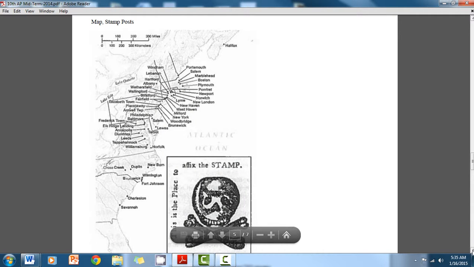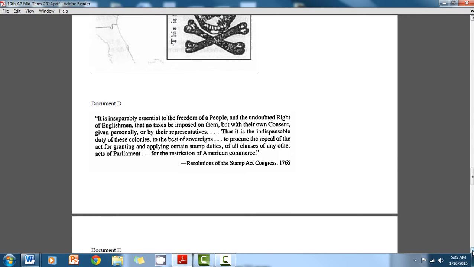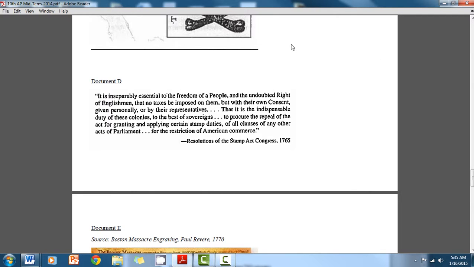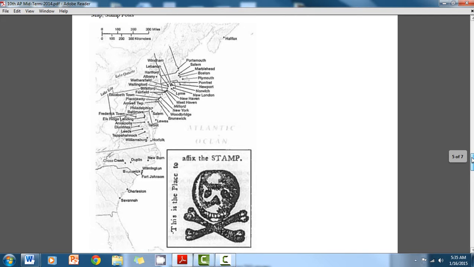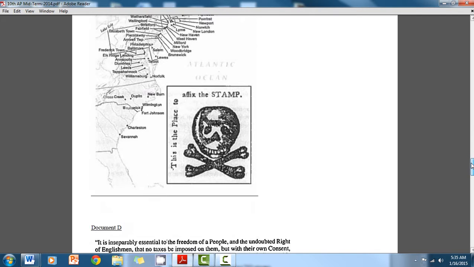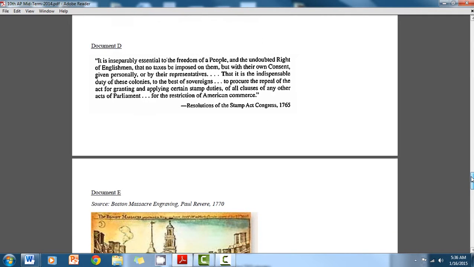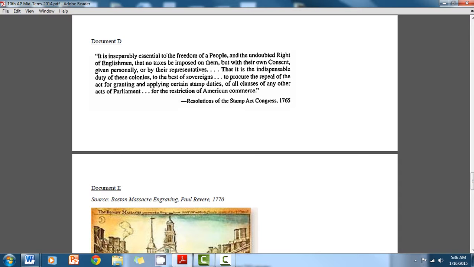And we used some of our background knowledge to construct that main idea sentence. The picture didn't tell us what the tax applied to, but we knew that from studying this period. So anyway, document D, these are the resolutions of the Stamp Act Congress.